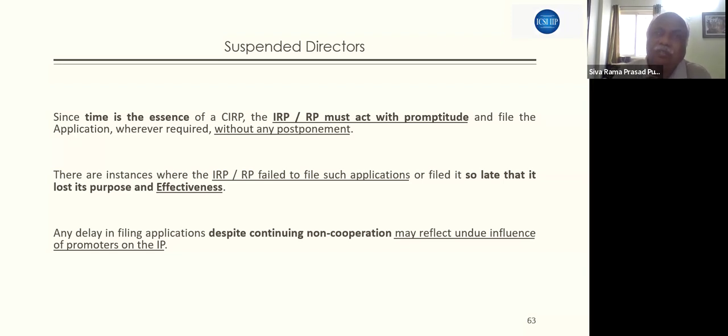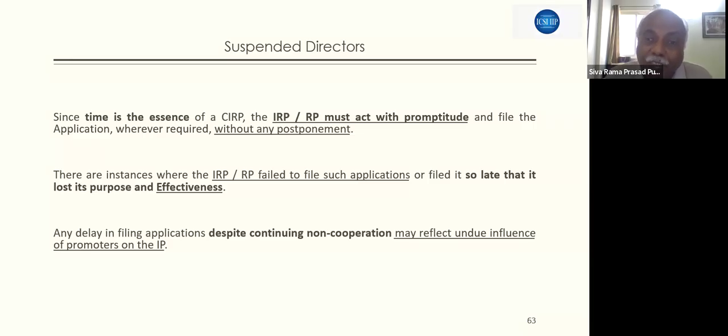Today I will ask. Tomorrow, second time, third time, fourth time, then immediately. Some other people, without any efforts, simply escalate the issue to the adjudicating authority. That is also not correct. From your side, whatever efforts are to be made, you make them, and only if it is not a fruitful exercise, then escalate. There are instances where the IRP or RP failed to file such applications or filed so late that it lost its purpose and effectiveness.